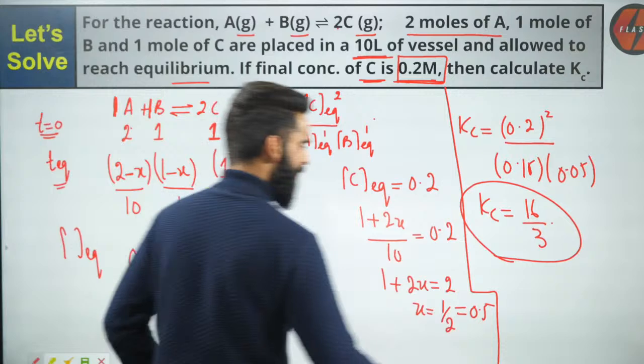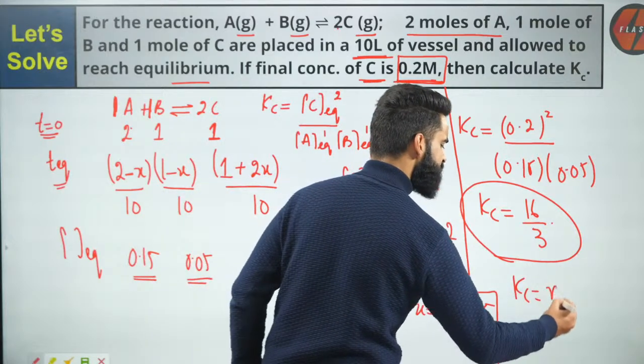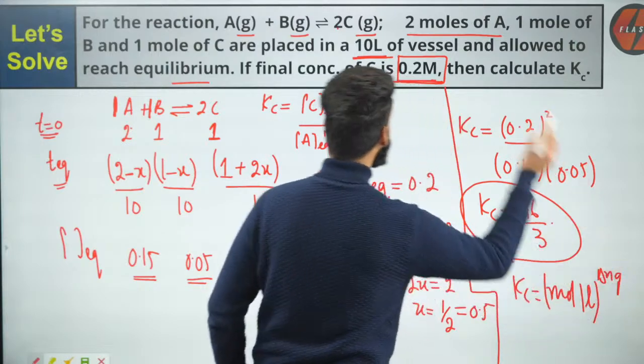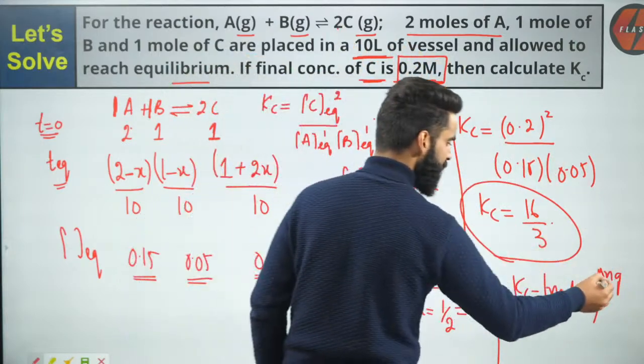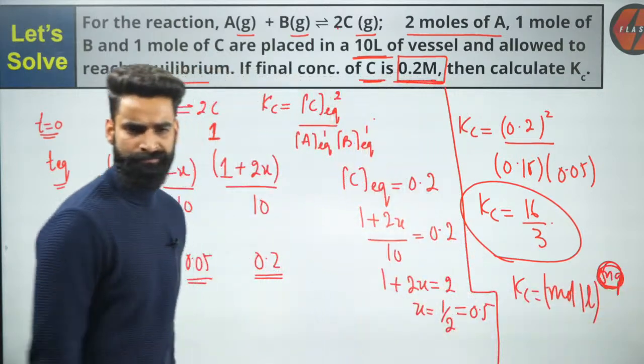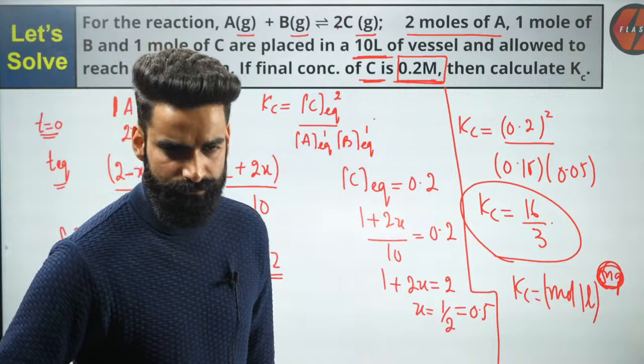Sony, it's simple. I told you the units of Kc. Units of Kc are going to be moles per liter to the power delta Ng. Delta Ng for this reaction is 2 minus 2, that is 0. If this value is 0, anything raised to the power 0 is 1, so Kc is unitless, yeah?